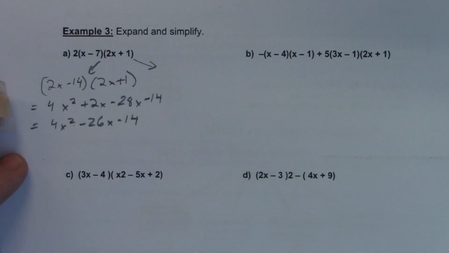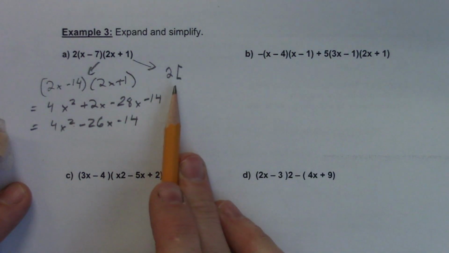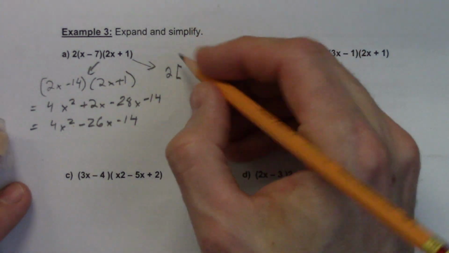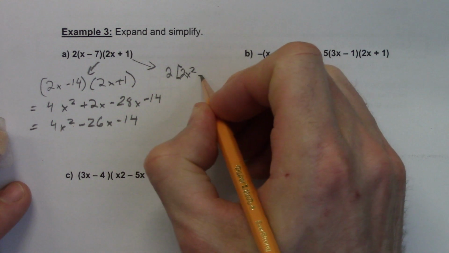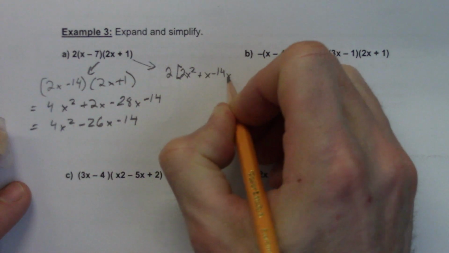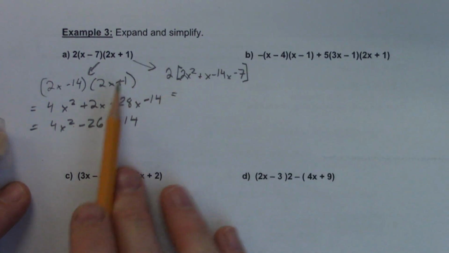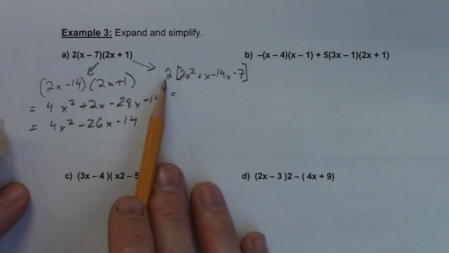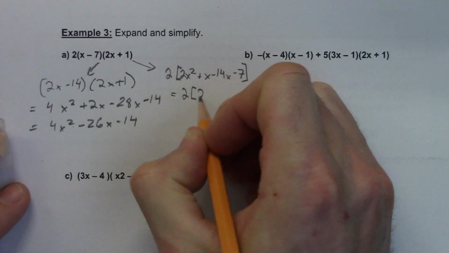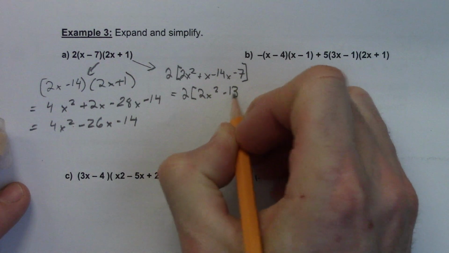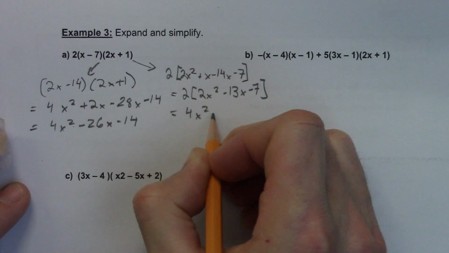Okay, you can do it that way, or you can leave the 2 on the outside and do your binomial multiplication first. So you're going to get your product of this first with the 2 on the outside, and now the 2 will multiply. So let's simplify that bracket first. And now we can multiply the 2 into it.